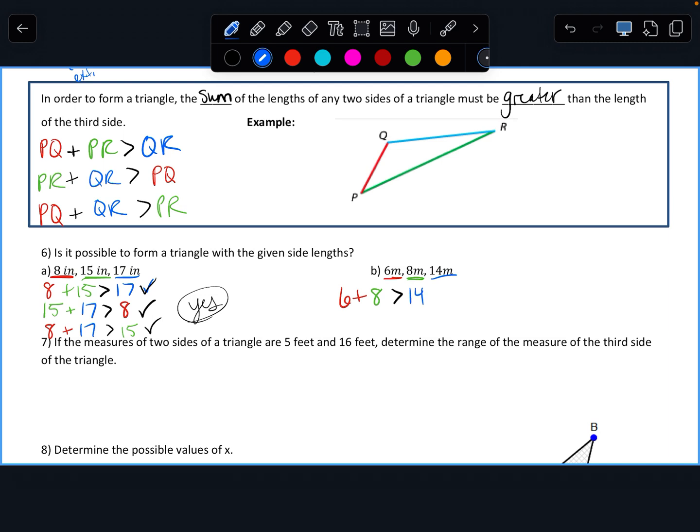So this one, does it? What do I get? 14? Well, no. It's got to be legit greater. Okay, so just so you are aware. Okay, all right, same thing with this one.